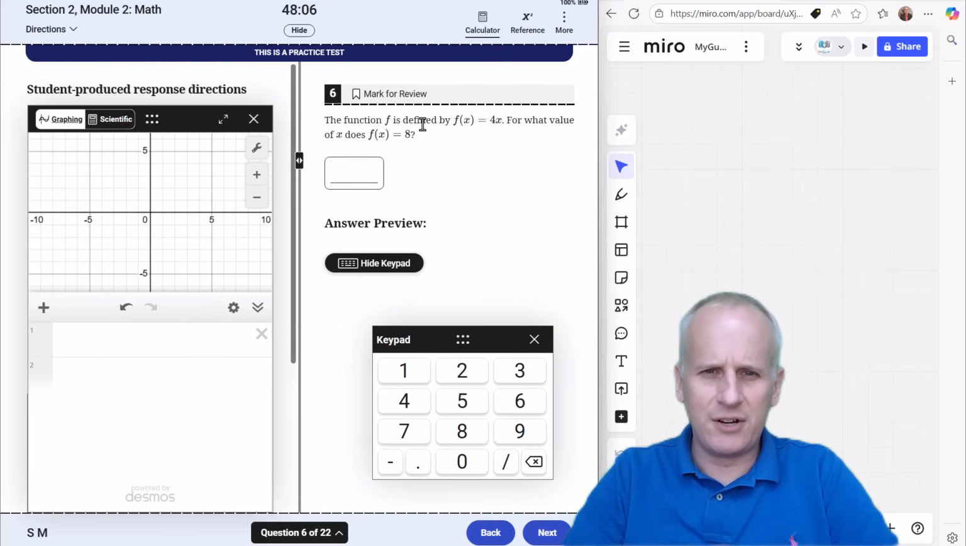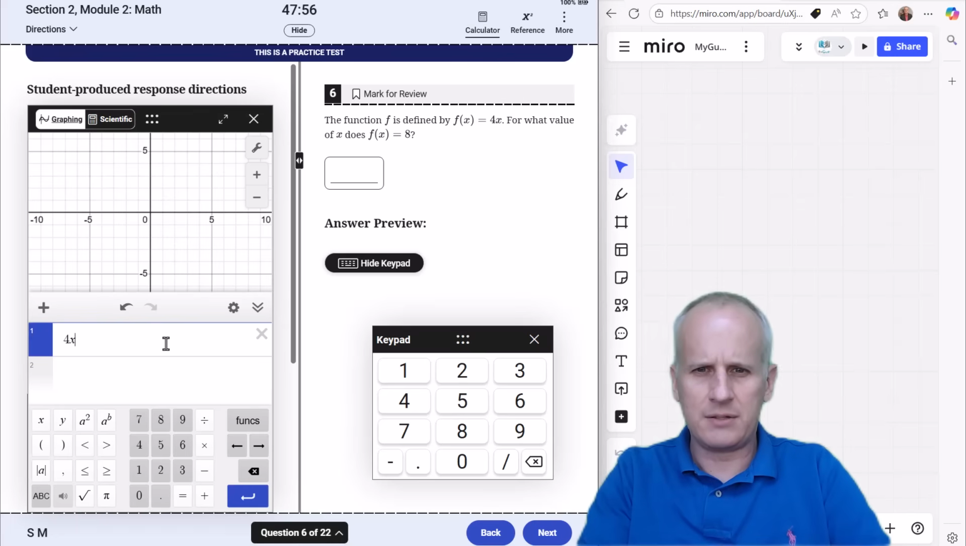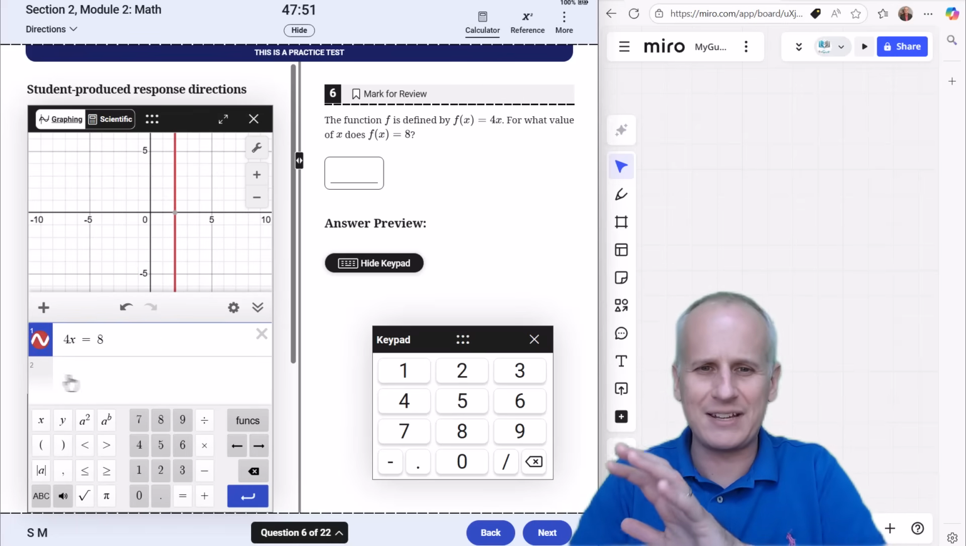Here we've got a function where f of x is equal to 4x. So this time we just need to plug in that value of 4x for f of x. So we know that 4x is going to be equal to 8, and I'm just putting it in as a reference point.